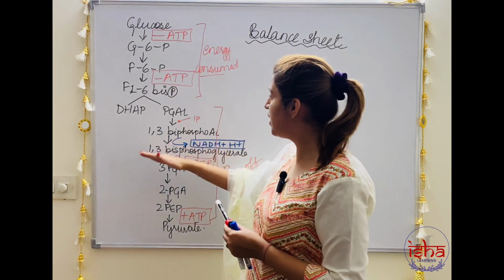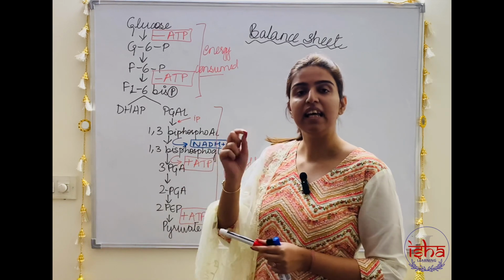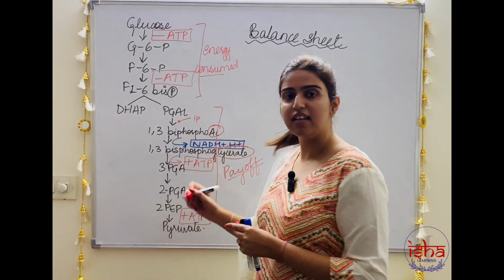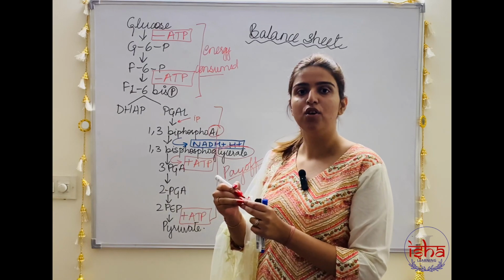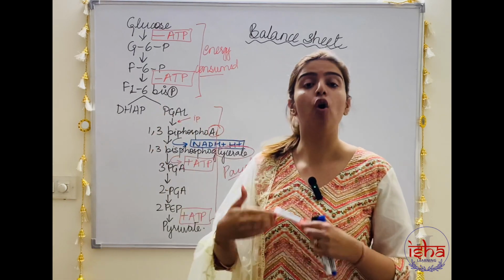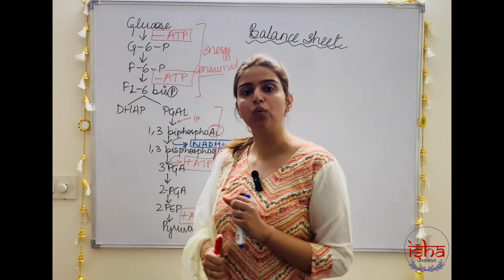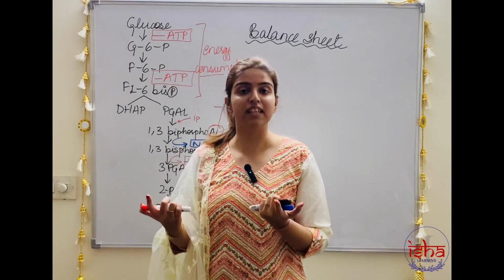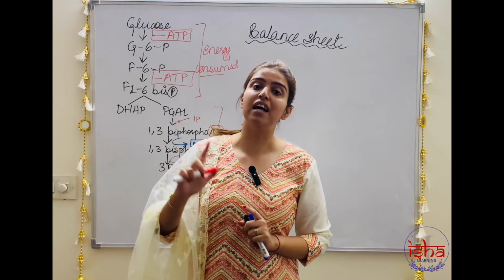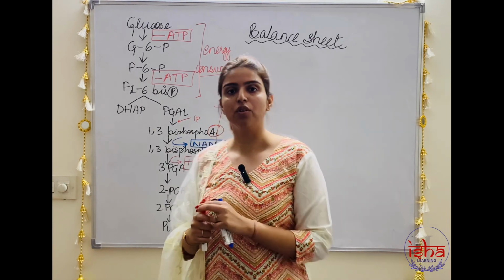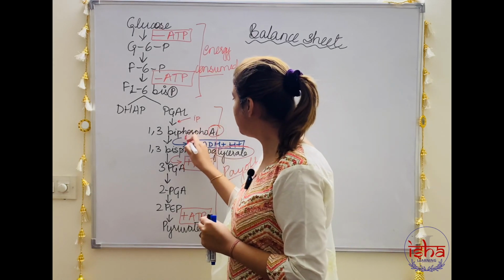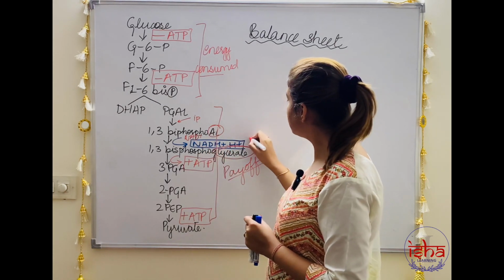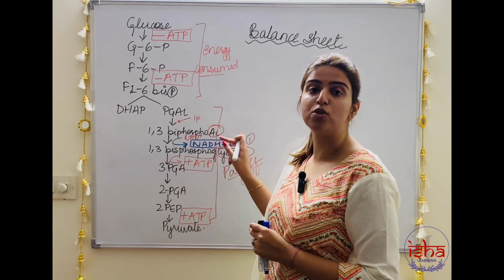1,3-bisphosphoglyceraldehyde is getting changed to 1,3-bisphosphoglycerate. In this step, you see what is happening: an aldehyde is getting converted to an acid. Glycerate means phosphoglyceric acid. So this aldehyde to acid is an oxidation reaction. But we know that in biological systems, we don't have oxidation and reduction separately. Rather, we have redox reactions. So for every oxidation, there has to be a reduction. What is the reduction? You see, the NAD plus is getting reduced to form NADH plus H plus. So what we get is one molecule of NADH plus H plus.